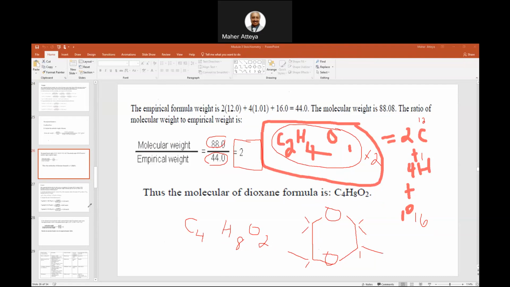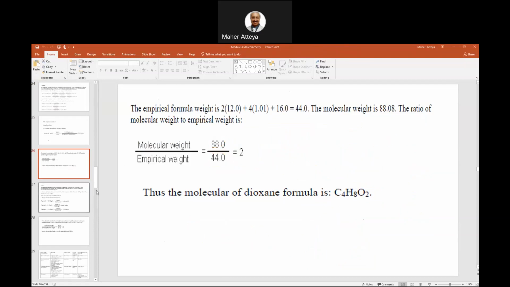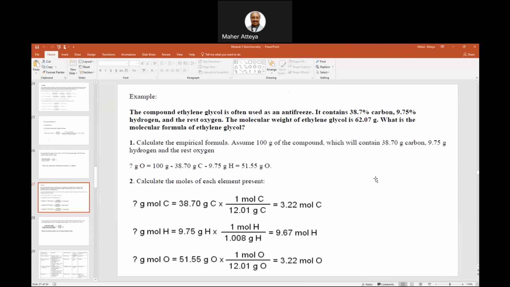Okay, guys, so let's look at the other one. So we'll go for the other one here. Compound called ethylene glycol. Glycol is antifreeze. That's what you buy from the auto store or any.